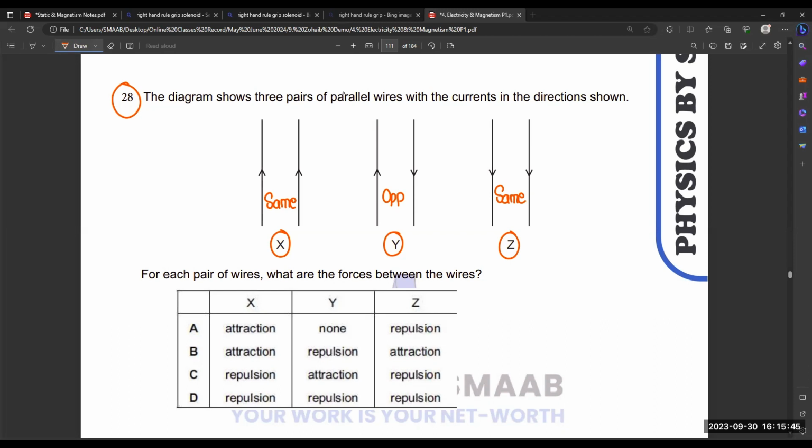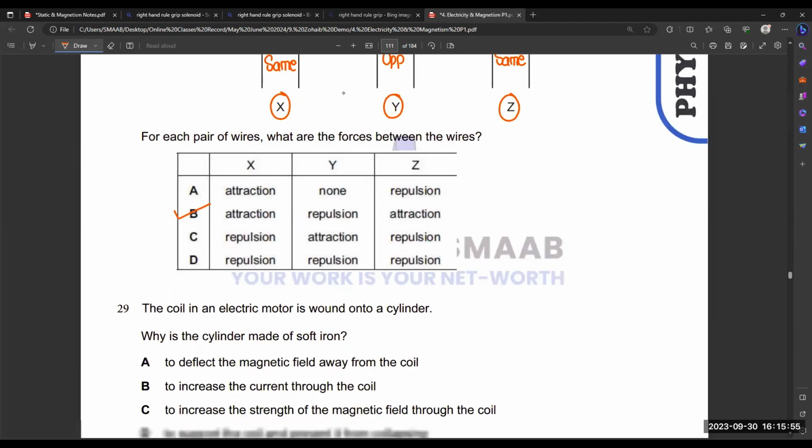So what will be the force? I think X and Z will be attraction, Y will be repulsion. Yes, because in opposite currents there will be a force of repulsion. Simple, right?